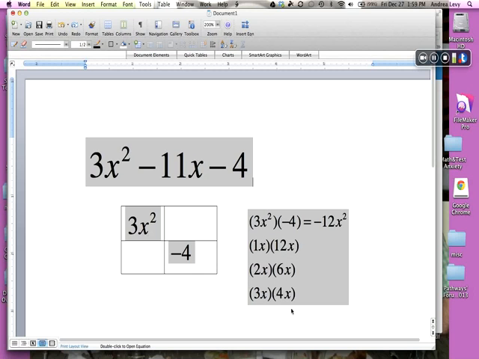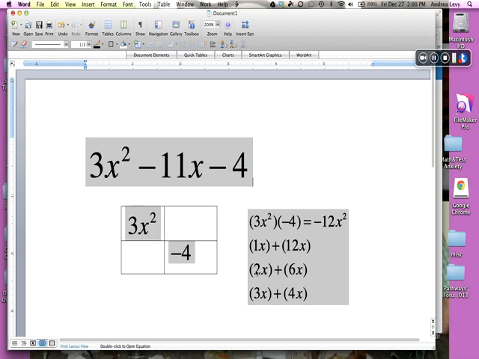So I'm going to change these from multiplication problems into addition problems by adding a plus sign and then making a decision as to where that negative sign should be. Well, I know that the 1x and the 12x, when I add them together, I get 13x, but I want one of them to be negative, so I can make the 1 a negative, or I can make the 12 a negative. When I make the 1 a negative, I get a positive 11x. If I make the 12 a negative, I get my negative 11x.